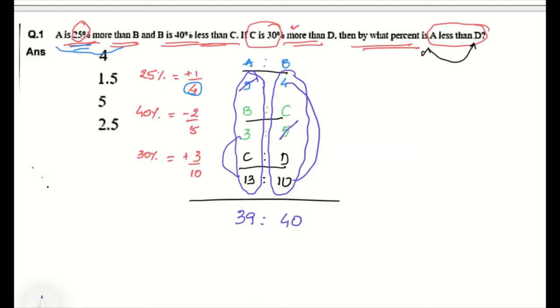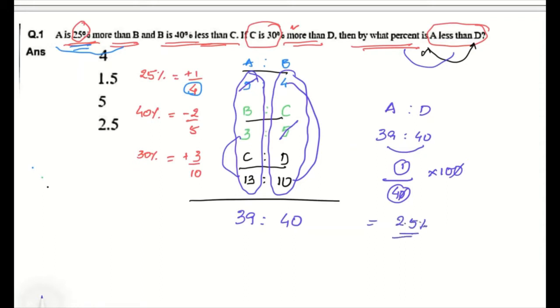So finally, what is the ratio between A is to D? 39 is to 40. Here you have to find by what percent A is less than D. You are comparing A with D. So how much is it less? 1 part is less, upon 40, since you are comparing with D, into 100. 0 cancels. 10 by 4 means 2.5%. Where is 2.5%? Fourth option.